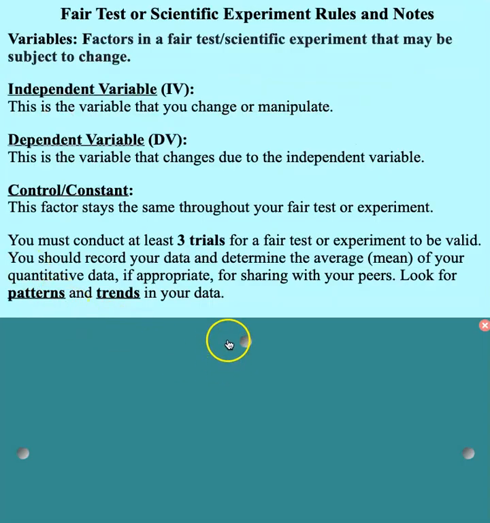The second thing we're going to talk about in this video is the components that are required for doing a fair test or scientific experiment. So the first thing we have to understand is what variables are. So variables are the factors in a fair test or scientific experiment that may be subject to change. There are different types of variables based on whether you are changing the item or whether the item or the response is being changed based on what you do.